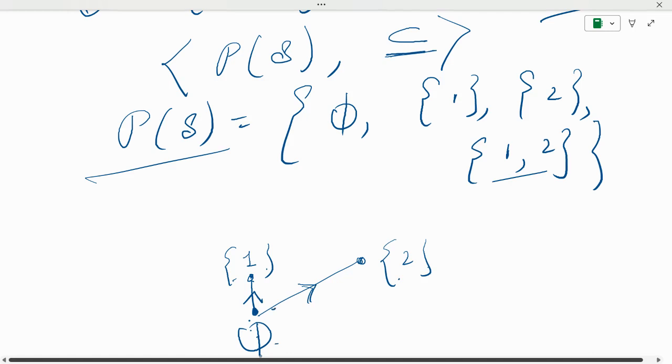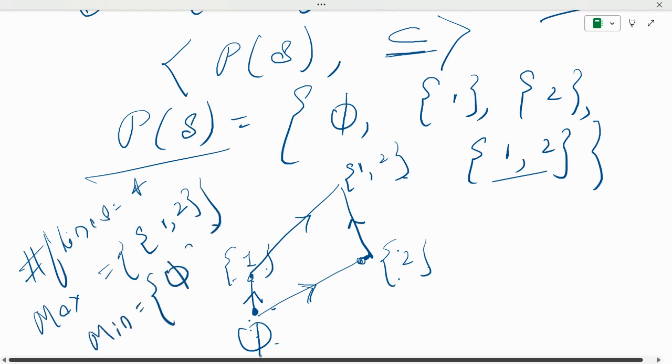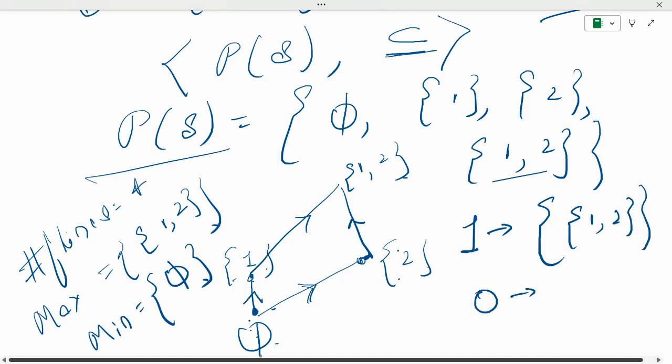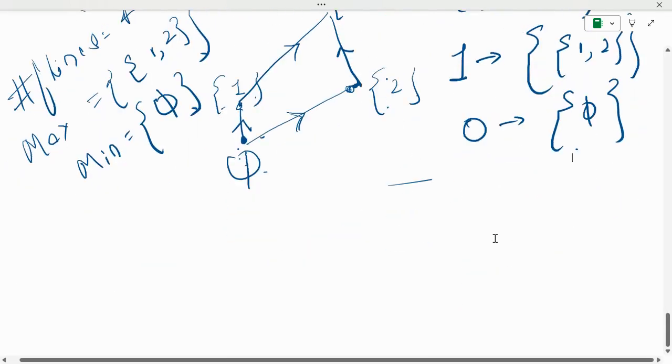So phi, 1 and 2 all are subsets of 1 and 2. So we can write like this. Right, so we have this Hasse diagram like this, where the number of lines will be 4, and from here we can calculate the max as 1 and 2, and the min as of course phi. If we have to calculate the greatest, then the greatest will be the max, that is 1 and 2, and the least is equal to phi. So this is for this particular poset.